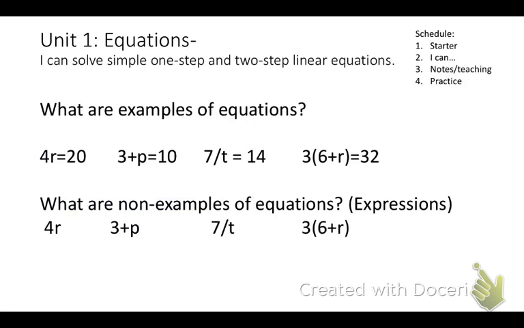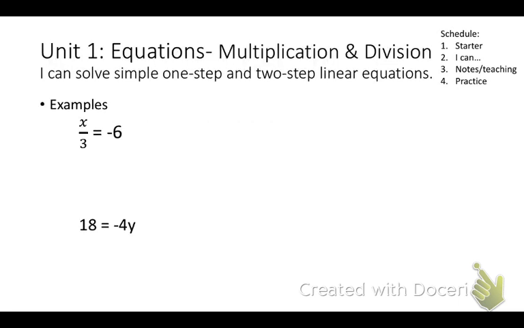So here are some examples. You already wrote these down in your addition notes, so you don't need to write these down again. All right, here are some examples of multiplication and division. Let's look at that first one: x divided by 3 equals negative 6. I could have said x over 3, or x to the third. There are a few other ways of saying it, but I'm going to go with x over 3.